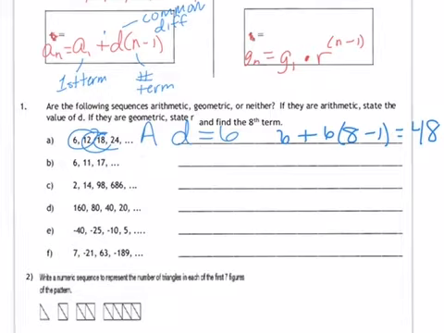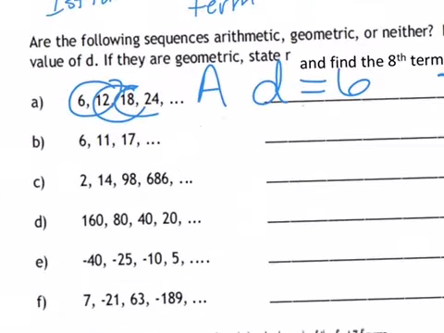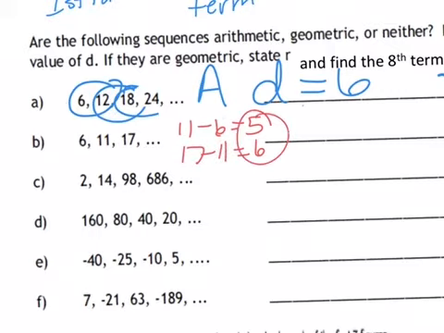So now, let's do letter B. Let's try subtracting. 11 minus 6 is 5, and 17 minus 11 is 6. Not common, so therefore, these two are not arithmetic.